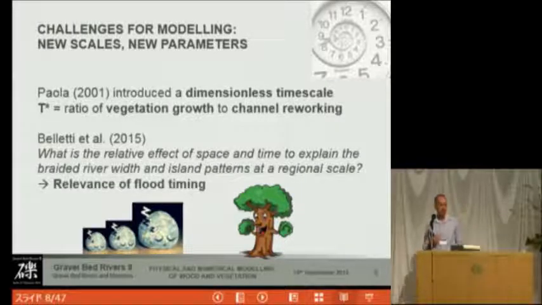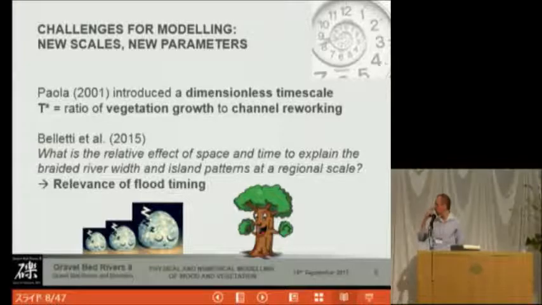But this is not enough in some way, and recently in this work by Belletti and co-authors, people started recognizing the need to consider the timing of floods, because in between floods, sediments are sleeping, they are frozen there. So for sediments, it doesn't matter if a flood happens after 2 years or after 10 years. But this is not the same for vegetation. When the sediments are sleeping, vegetation is happily growing. So this can change the final result, the evolution of your river.